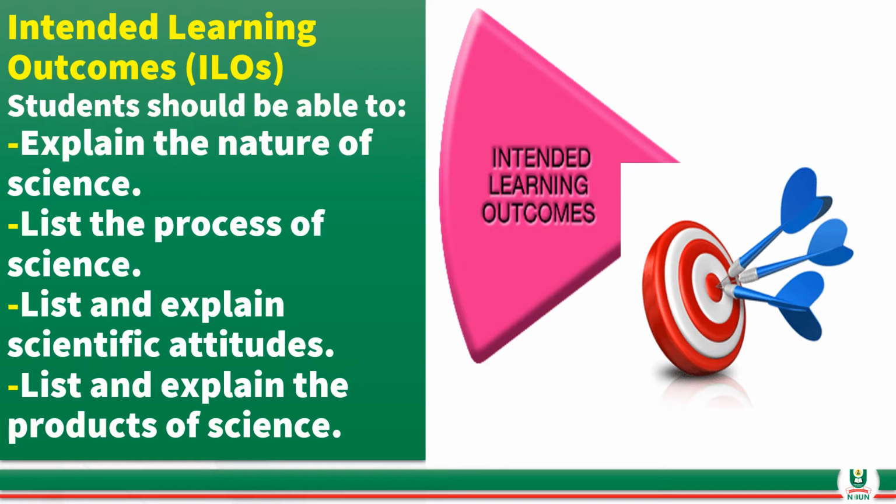We'll look at what will be our intended learning outcome. At the end of this class, you should be able to explain the nature of science, list the processes of science, which is also known as methods of science, list and explain scientific attitudes, and finally, list and explain what we mean by product of science.